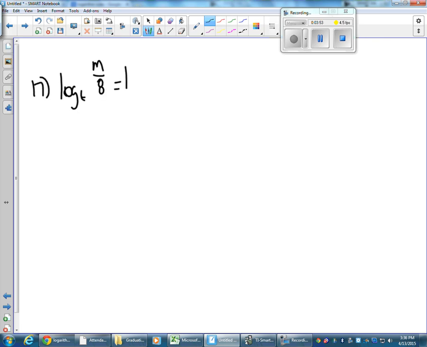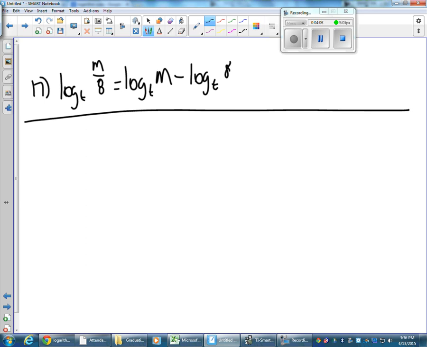That would be the log base t of m minus the log base t of 8. That's how you do that set of problems. Now then we get to some, like 23 through 34, where there's a whole lot of stuff going on. So let's look at 23 first of all.